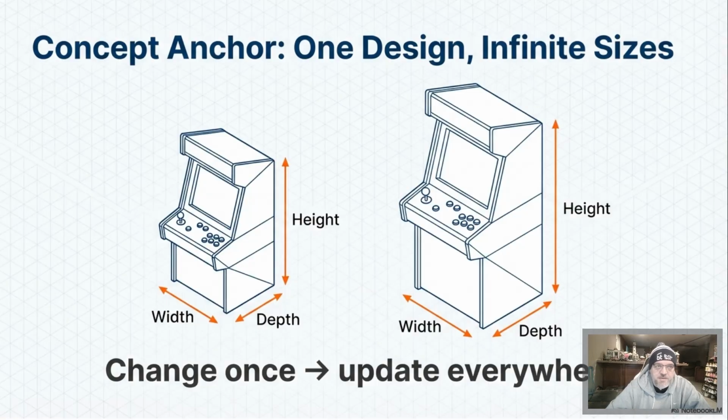The big idea here is that parameters allow us to design smarter, not harder. They make our models flexible, scalable, and much easier to update as requirements change. Now that you understand the why, let's jump into Fusion and explain this step by step. I'm going to move quickly here. The goal is to show the workflow, not memorize clicks.